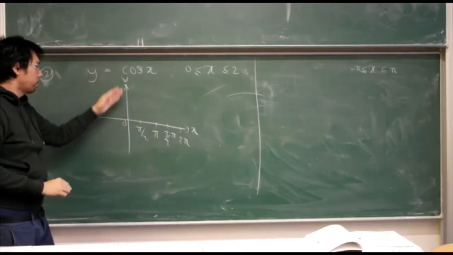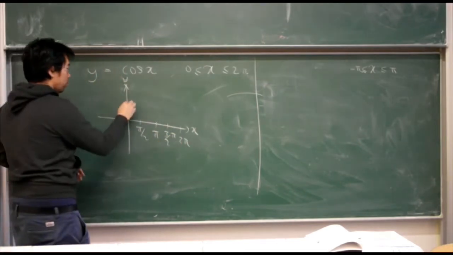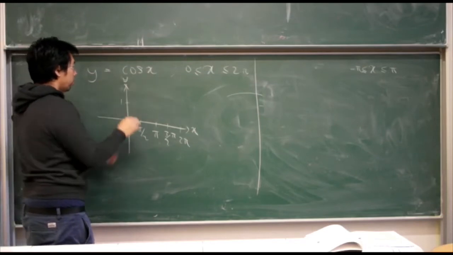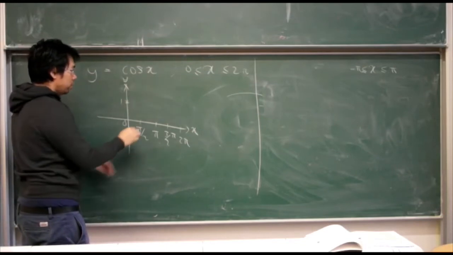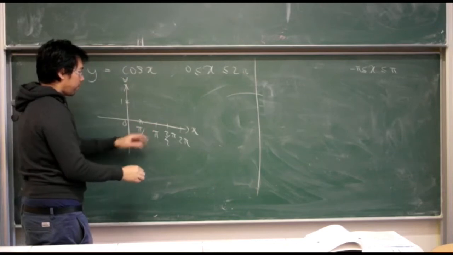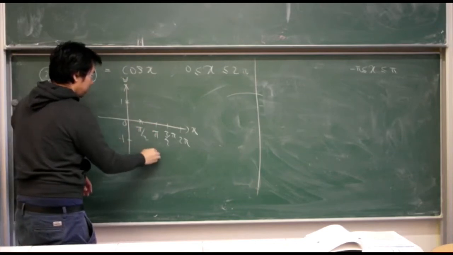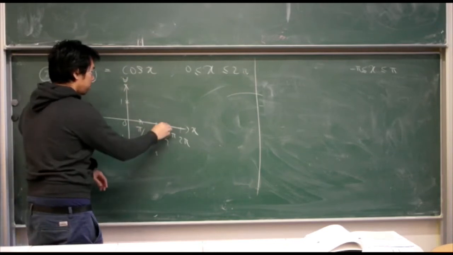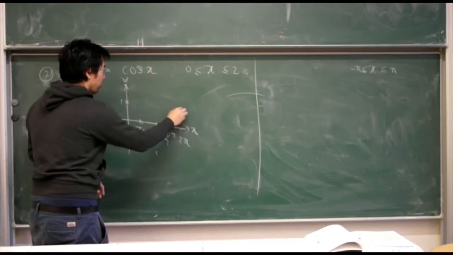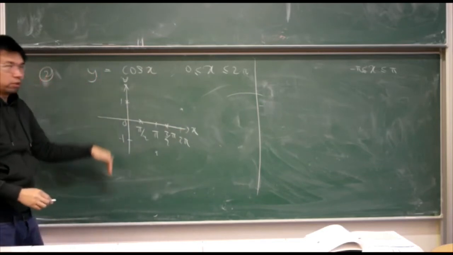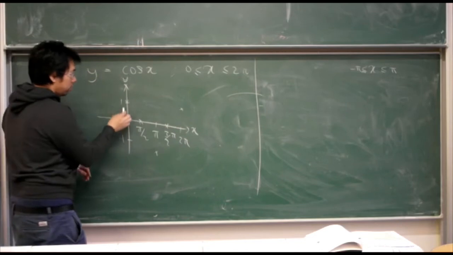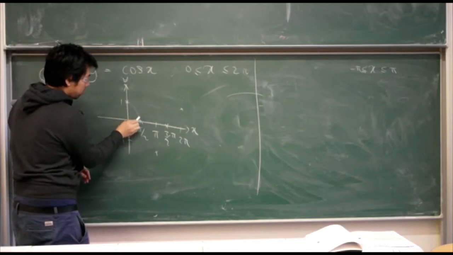So cosine of 0, as we know, is 1. Cosine of pi over 2 is 0, cosine of pi is minus 1, cosine of 3 over 2 pi is 0, cosine of 2 pi is 1. So if I were to continue and sketch it, the graph will actually look like this.